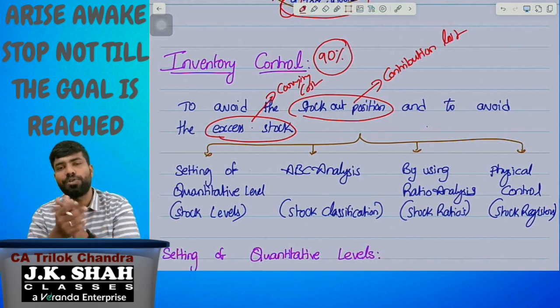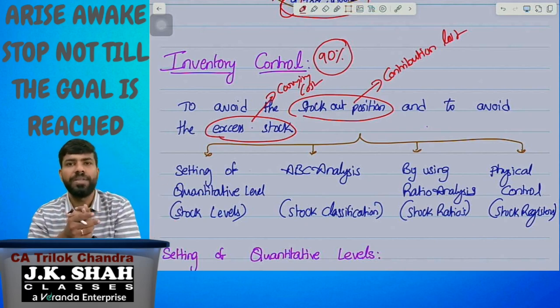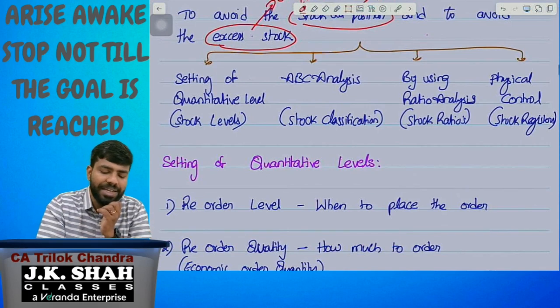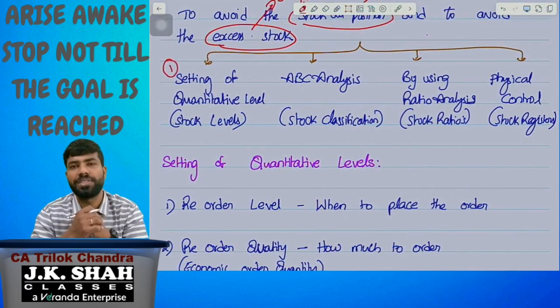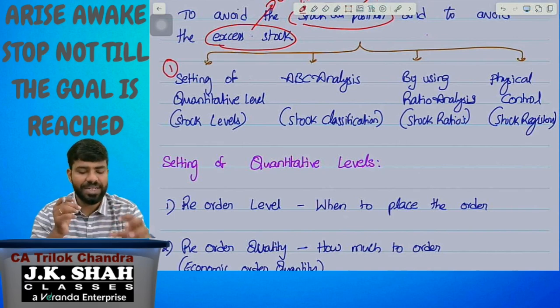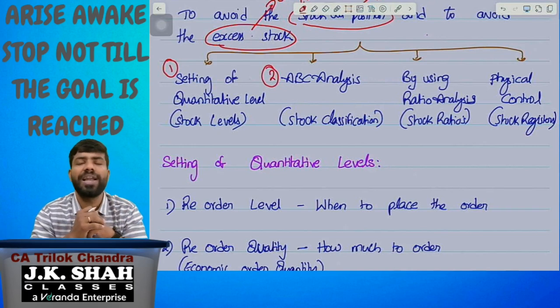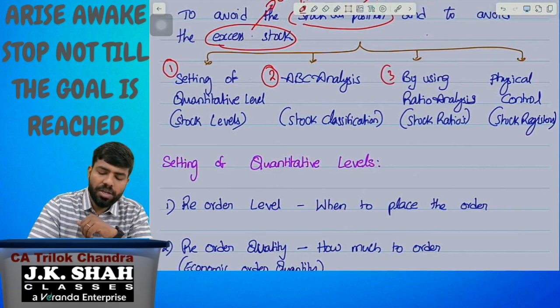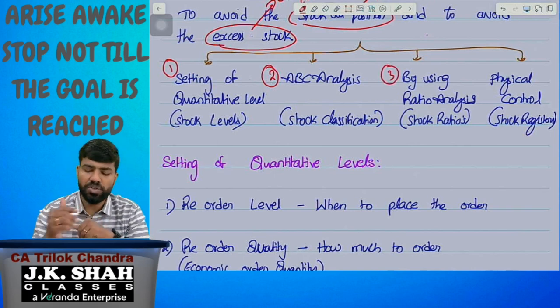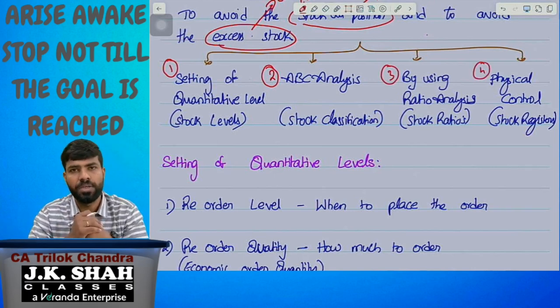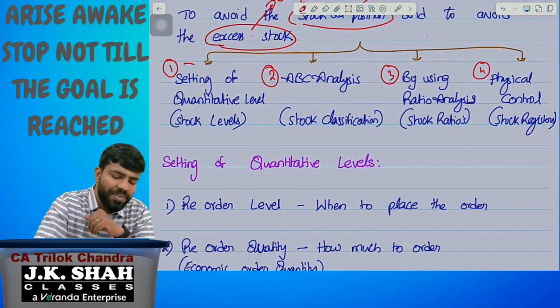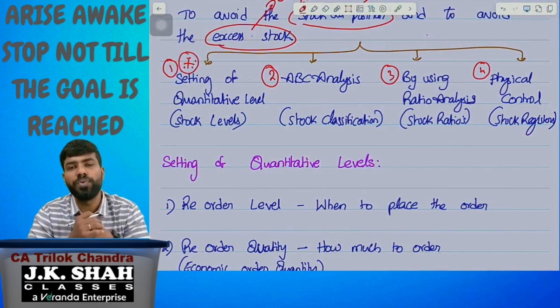To implement this inventory control, they are using certain strategies, called the setting of quantitative levels. The first one is stock levels. Stock levels help to maintain the raw material availability. That is the first strategy. Second one, stock classification, in which we are going to study the ABC analysis. Third one, stock ratios. And fourth one, stock registers. These are the four techniques which help to implement inventory control in the organization. Out of these four, the very, very important point from the examination point of view is stock levels.